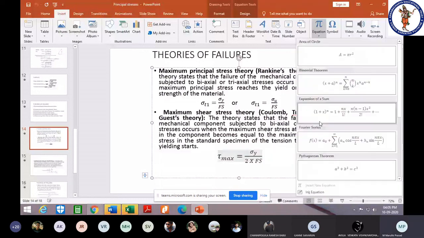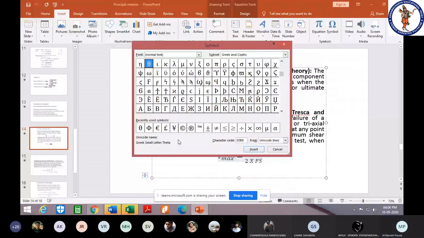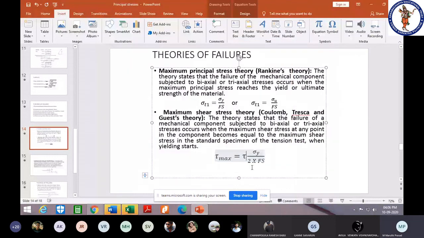Tau max equals tau. This tau max is the individual stress, and this tau is the allowable shear stress. How can we calculate that allowable shear stress? It will generally be 50% of the yield stress. That's why here I have taken sigma y by 2 into factor of safety. Using this particular equation, we design a component.